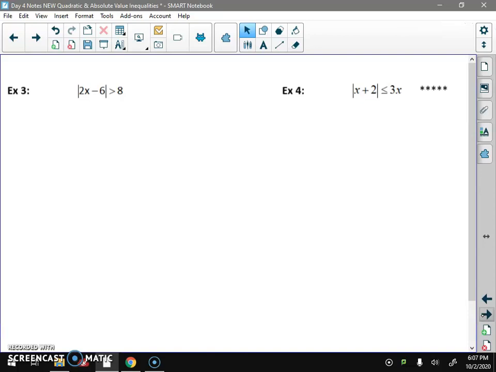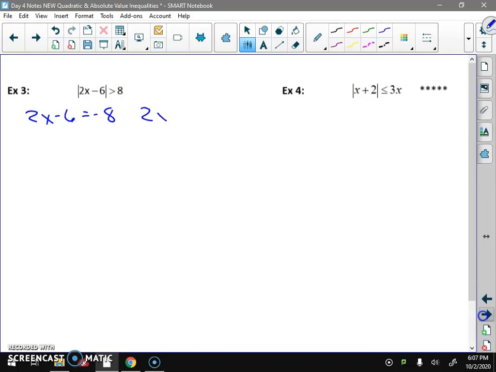Another one, blue steps. 2x minus 6 equals -8. 2x minus 6 equals 8. Notice I just dropped the absolute values. This is just to get the partitions. The absolute value doesn't really mean much right now.